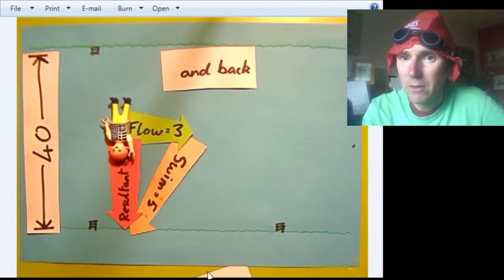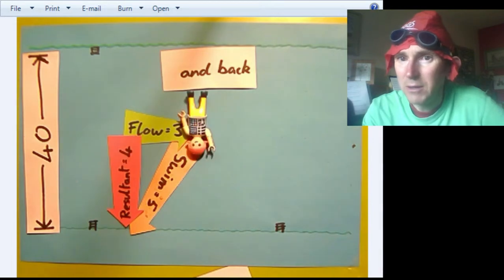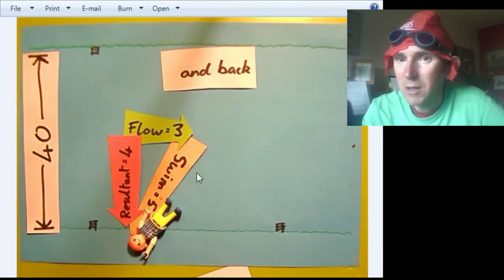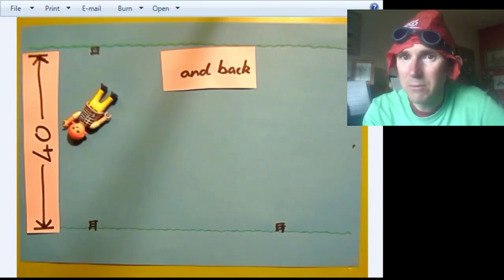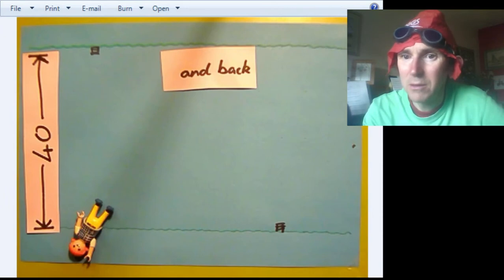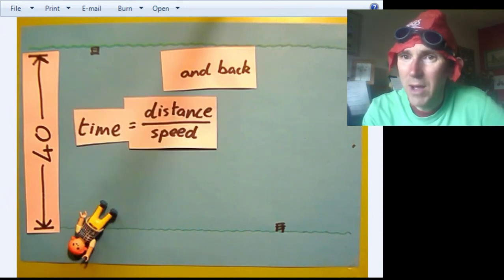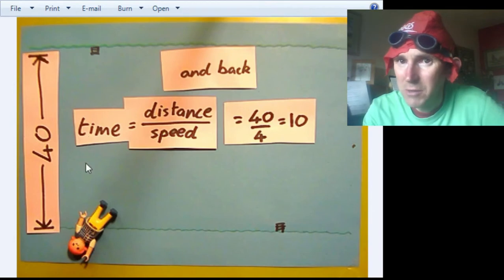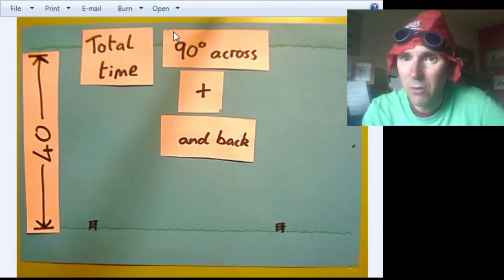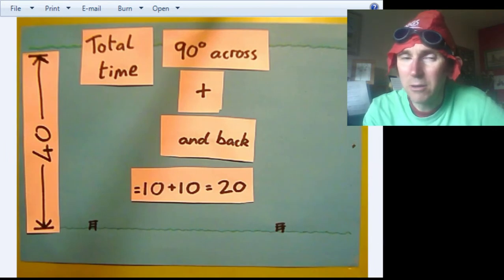Again, each second the flow will take her 3 units downstream. She's going to angle her body so she can come back and make sure she's moving at 90 degrees to the stream. So that's a resultant speed of 4. Here we go. Swim, swim, swim. She's finished. Going back, it's the same setup because her speed across the stream this way is the same as her speed was across the stream that way. So that's 40 units divided by 4, 10 seconds. For the trip all the way across and all the way back, each leg was 10 seconds, so that's a total of 20.